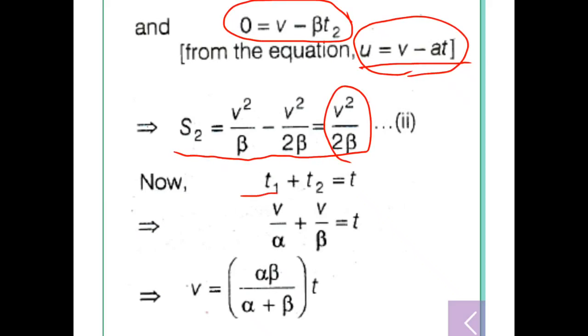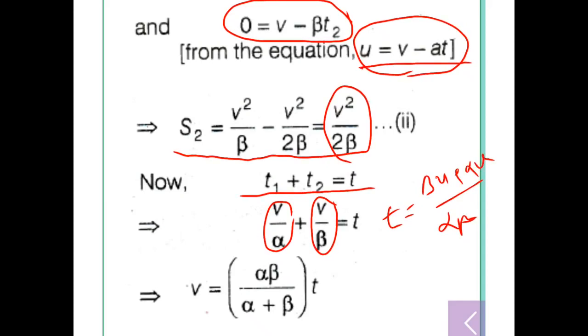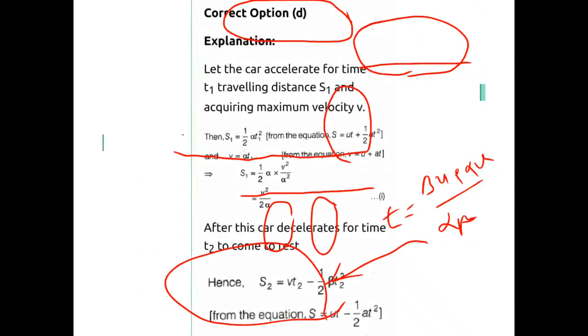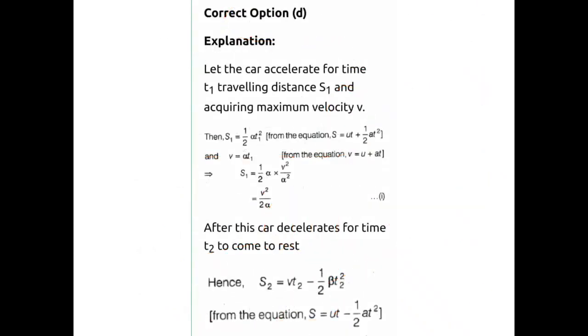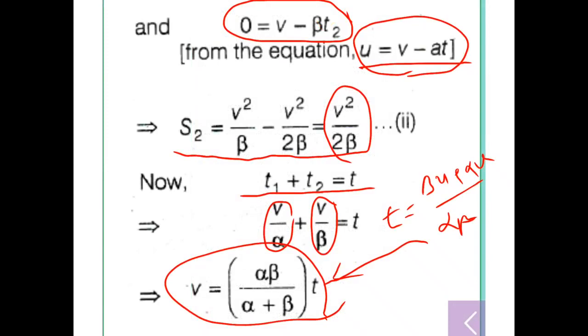You know the time taken t1 plus t2 is t. t1 is v by alpha, t2 is v by beta. So the total time taken t is equal to, taking alpha beta as the common LCM, beta v plus alpha v. If you simplify it, you will get v is equal to alpha beta by alpha plus beta into t. It is the correct answer. So option D is the correct answer here.